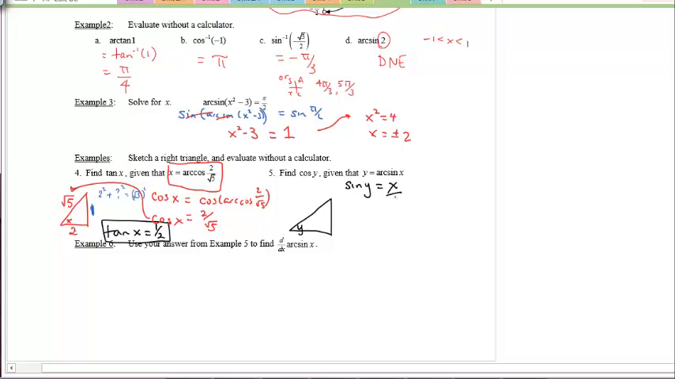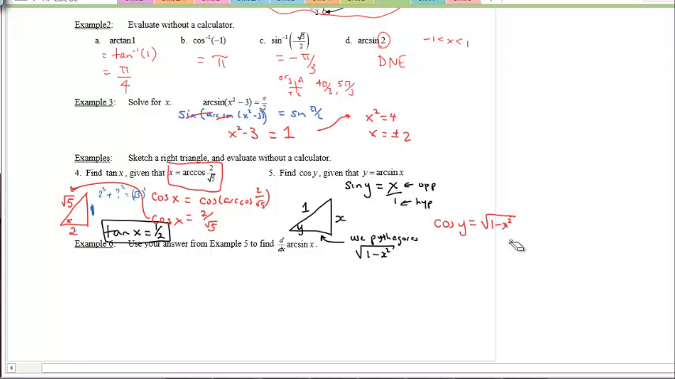So there's my opposite, x. And my hypotenuse, of course, if I have x by itself, I can write it as a fraction by dividing it by 1. So the opposite is x. The hypotenuse is 1. Go ahead and find this missing side using Pythagoras. And I hope you will find that it's equal to the square root of 1 minus x squared. And so, therefore, if I asked you now to find cosine of y using this diagram, it is the adjacent side, which is root 1 minus x squared, divided by the hypotenuse, which is 1.